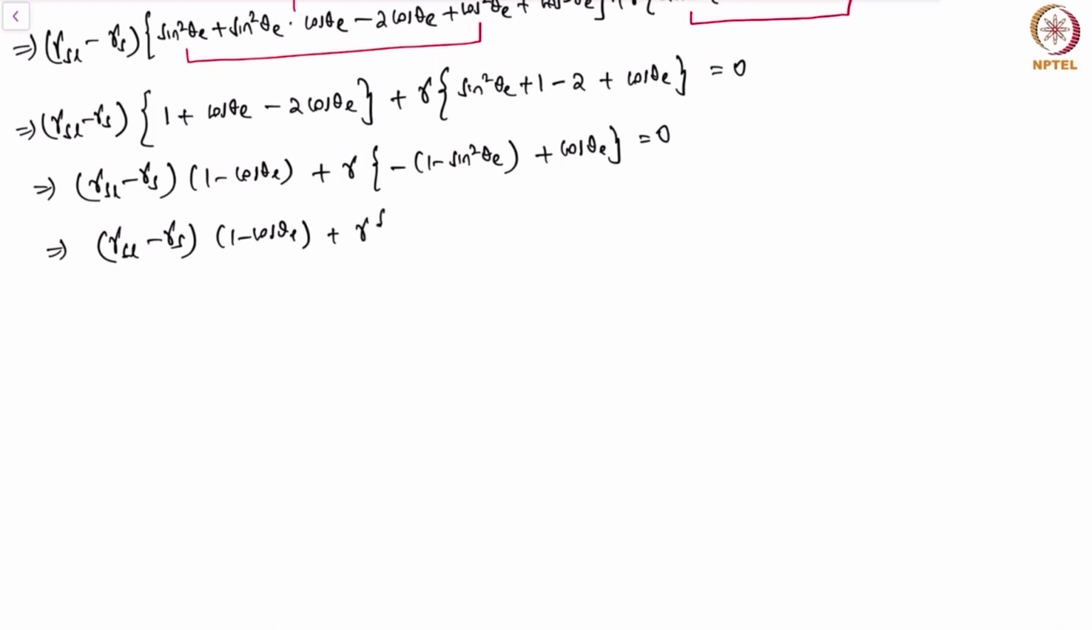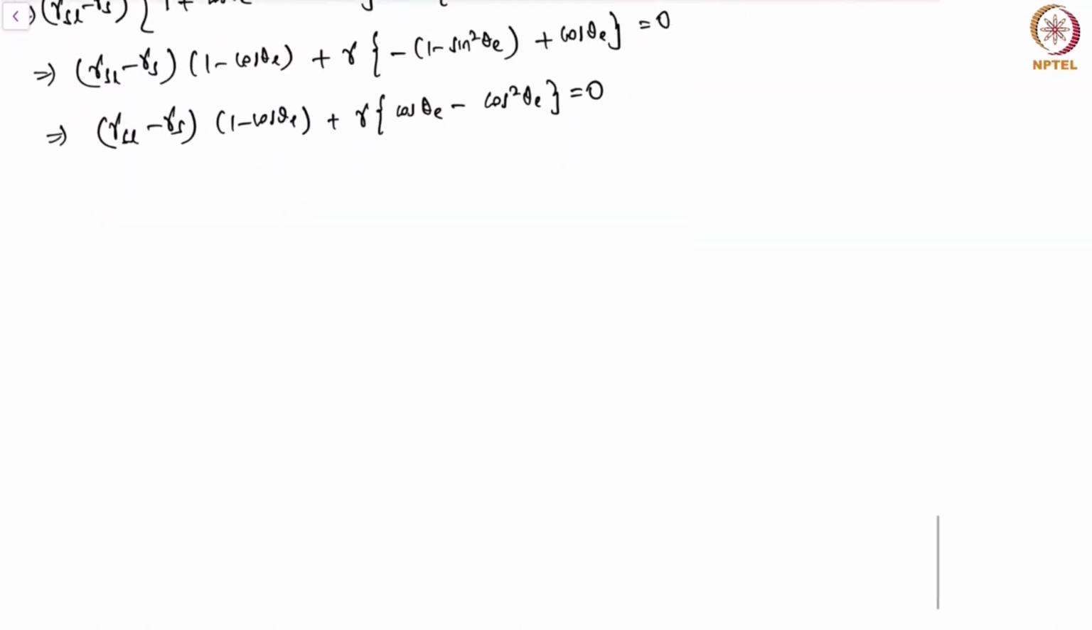plus gamma times cosine of theta e minus cosine square of theta e. If I want to consider a case where cosine of theta is not equal to 1, we simply have gamma SL minus gamma S plus gamma of cosine theta is 0, or we simply have gamma SL plus gamma cosine of theta e is gamma S.